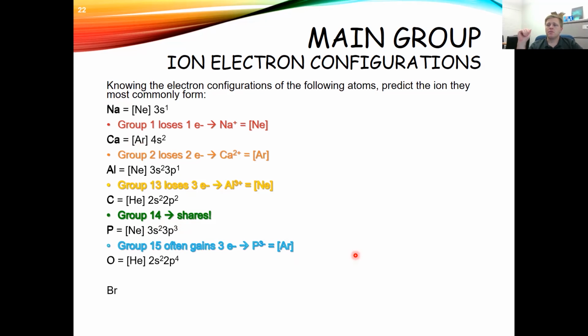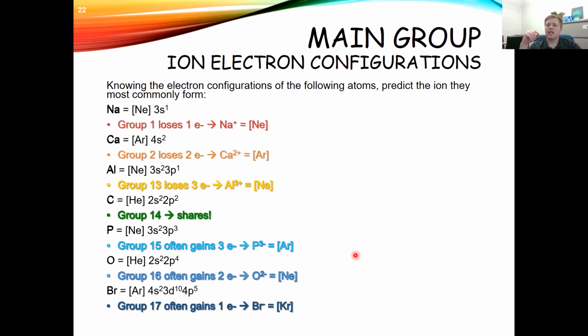Oxygen is a similar story, but it's only 2 electrons away from looking like neon. And so it'll gain 2 electrons, become O2-, and be isoelectronic with neon. And the last one, bromine, only needs 1 electron to look like krypton. So it'll gain that electron and become isoelectronic with krypton.